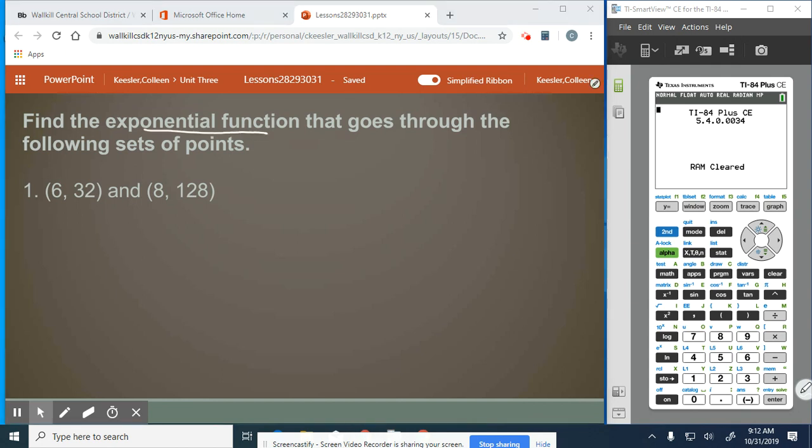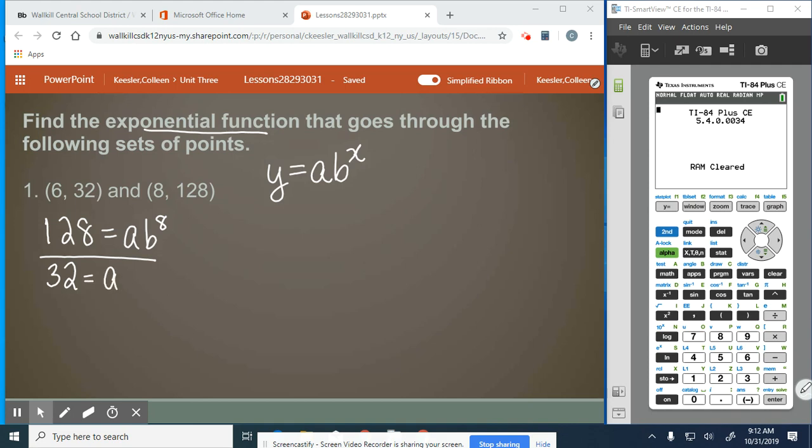It's exponential, so right away we think y equals ab to the x. This is exponential because x is the exponent. We want to go through the process of canceling out a to solve for b, then plugging that back in to solve for a. So we start by setting up our ratio. 128 equals ab to the eighth over 32 equals ab to the sixth. And again, I got those right from the coordinates because this is the x and this is the y. This is also an x and this is also a y.